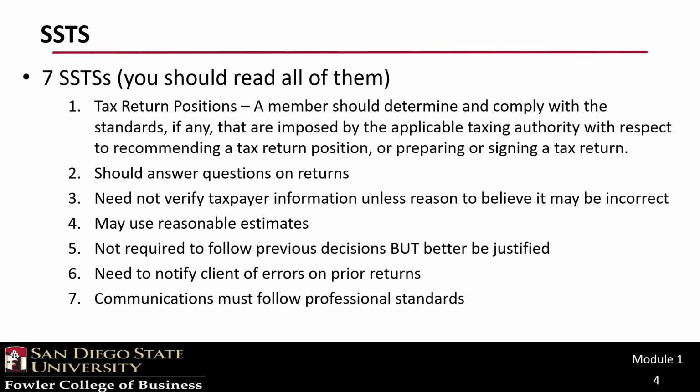Similar to Circ 230, a tax preparer need not verify taxpayer information unless you have some reason to believe it might not be correct. For example, if a taxpayer comes in and they have gross income of $10,000, but they have a $30,000 charitable deduction, that probably doesn't feel right, and you have a duty to check and ensure that that's a legitimate $30,000 deduction. Of course, you can use reasonable estimates.